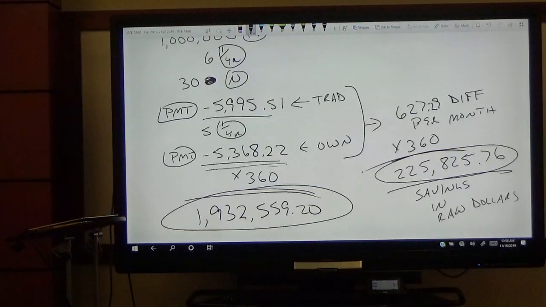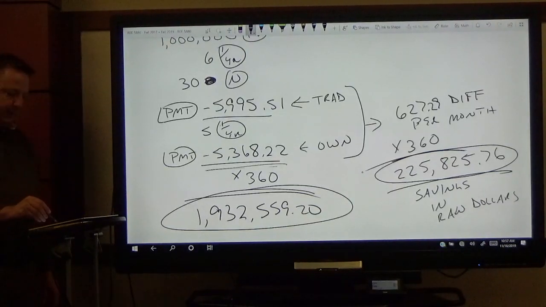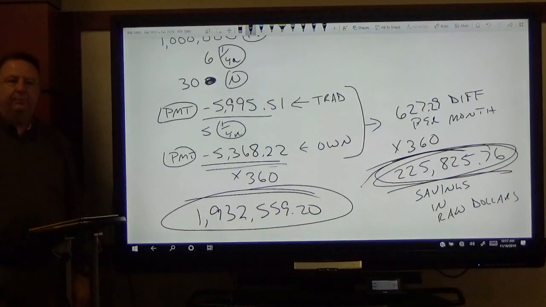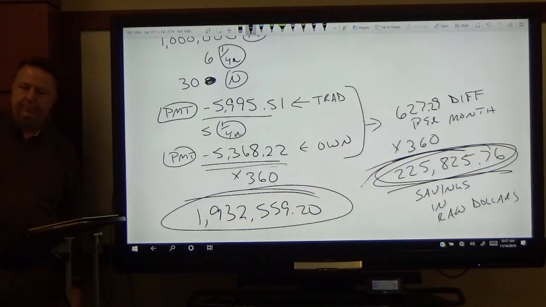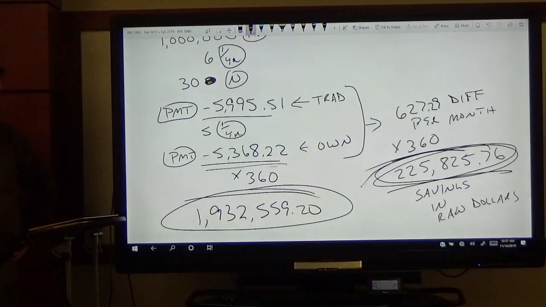Okay, so in this case, the maximum cash value difference is that. So that's what we're looking for. Yep. The tax rate difference, multiplying it by 360. Yep.